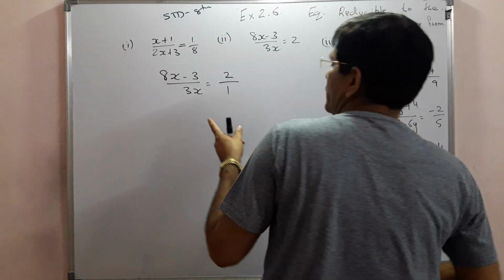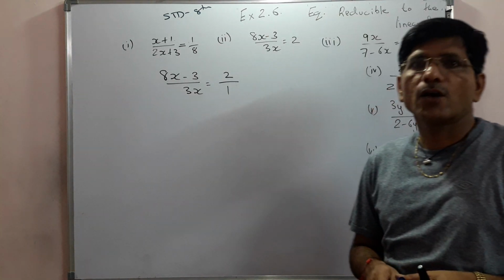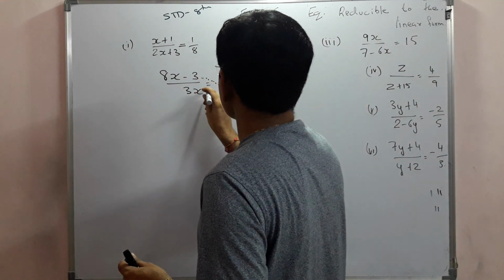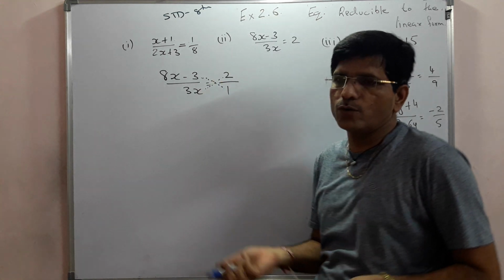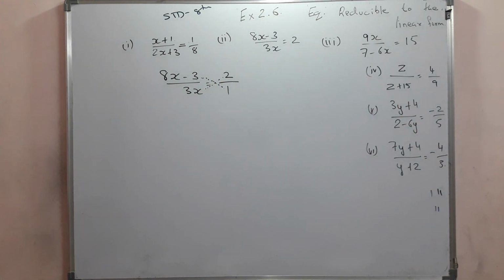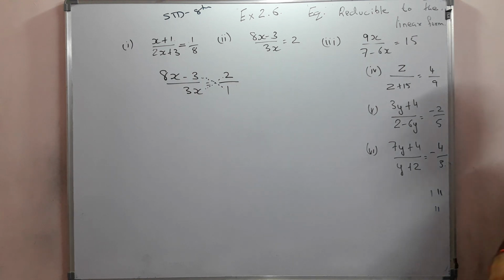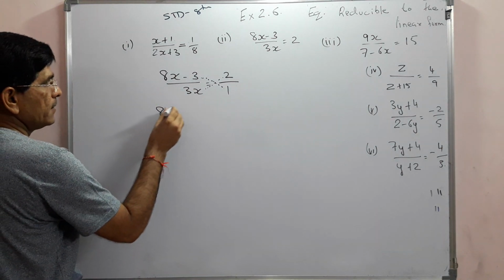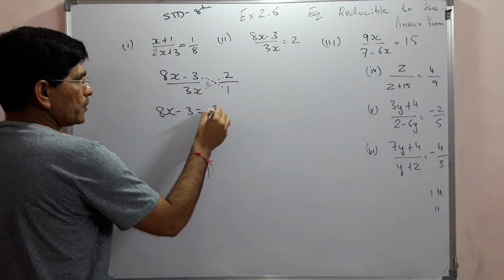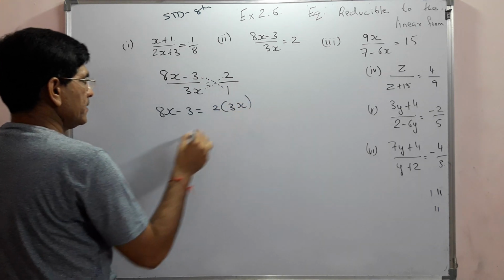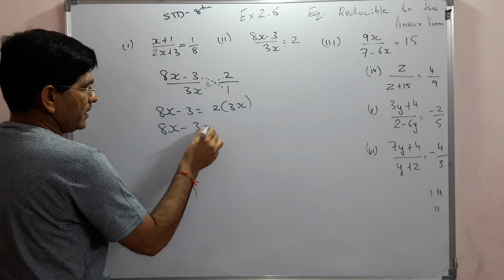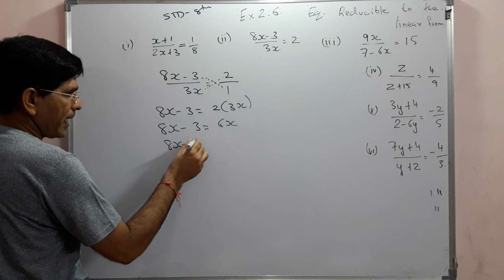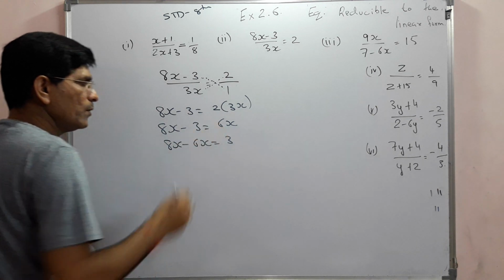So when we are doing this sum, what is the first target? Cross multiplication method. So do it by cross multiplication method. Now open it. So 8x minus 3 is equal to 2 into bracket 3x. So 8x minus 3 is equal to 6x. So 8x minus 6x is equal to 3.